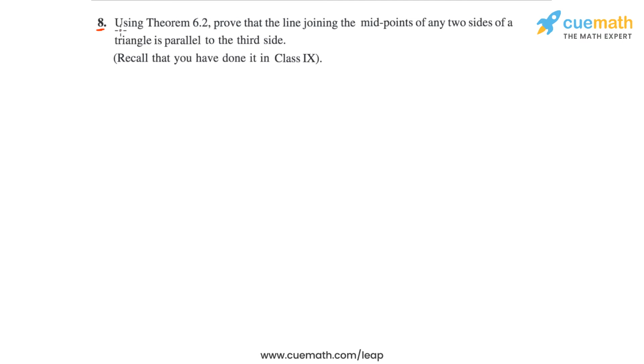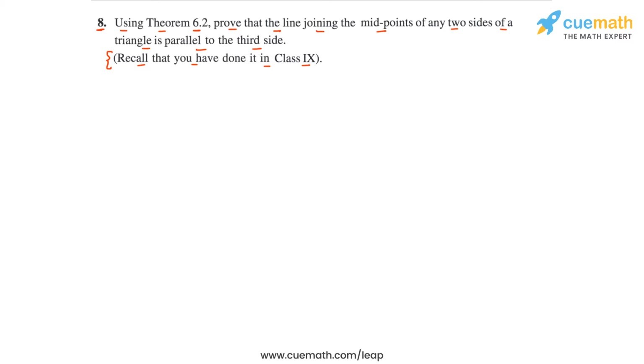Question 8 says, using Theorem 6.2, which is basically the converse of the basic proportionality theorem in the NCERT textbook, prove that the line joining the midpoints of any two sides of a triangle is parallel to the third side. So this statement is basically the statement of the converse of the midpoint theorem, which you must have studied in class 9. And that's what this part of the question says. Recall that you have done it in class 9.